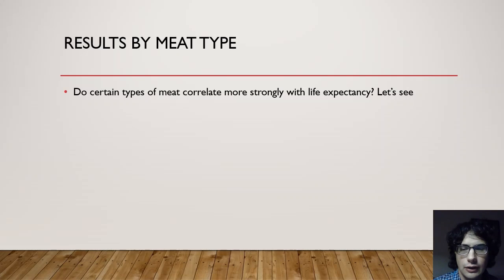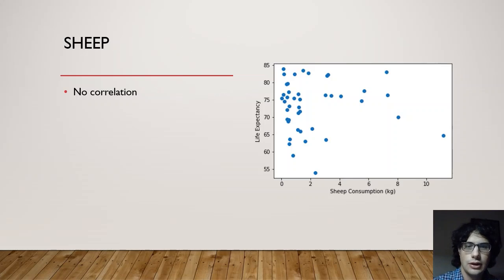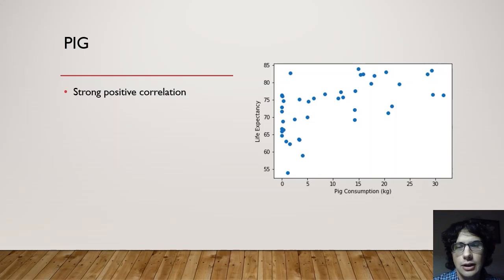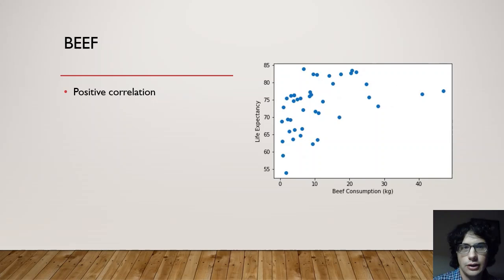Okay, so if we could establish that eating meat seems to be associated with higher life expectancy, maybe if we split meat up into categories, we'd see different results. So let's check that out. Sheep data is kind of tough to work with because it's just not eaten in high quantities, but looking at this data, you can see there's no correlation between sheep consumption and life expectancy. Pig has a strong positive correlation, which might be surprising considering it's a very fatty cut of meat, but fairly strong correlation regardless.